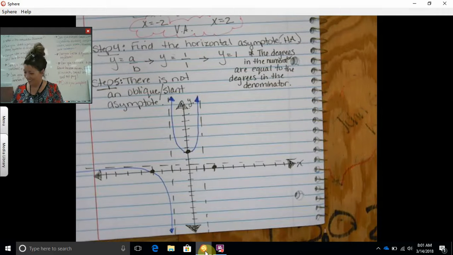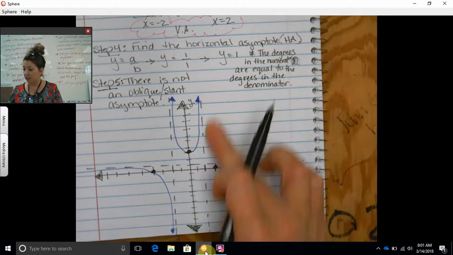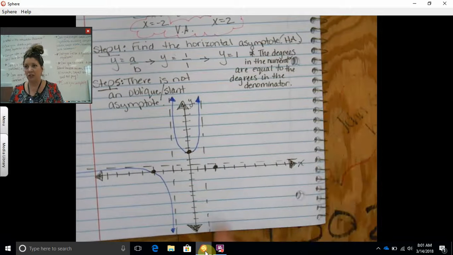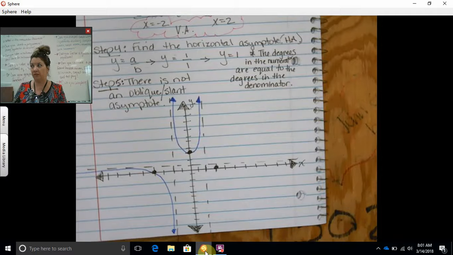Thank you. Okay, on the right side here, if I did not have any points in either location, I would have to choose an x value that fell in these regions and substitute it into the problem and find a y.